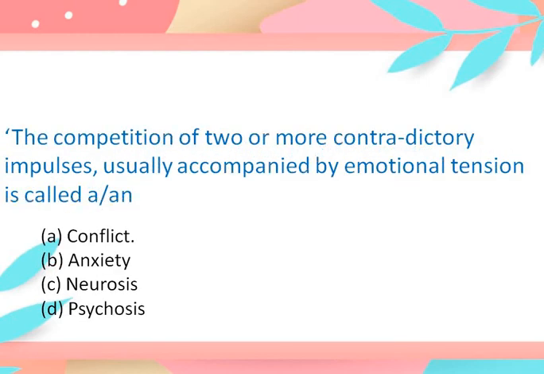The competition of two or more contradictory impulses, usually accompanied by emotional tension, is called conflict, anxiety, neurosis, psychosis. The correct answer is conflict.